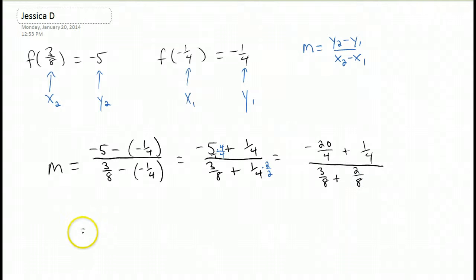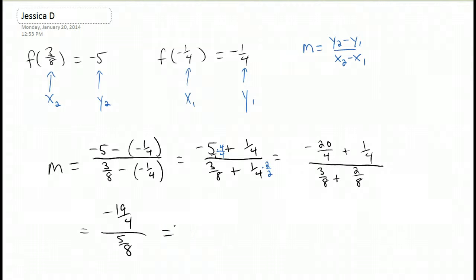Okay, so now I'm going to go down here and simplify both of the numerator, the fraction in the numerator, and the fraction in the denominator. So you have negative 20 plus 1 all over 4. That's going to give us negative 19/4 up top. And 3/8 plus 2/8 is going to give us 5/8 in the denominator.